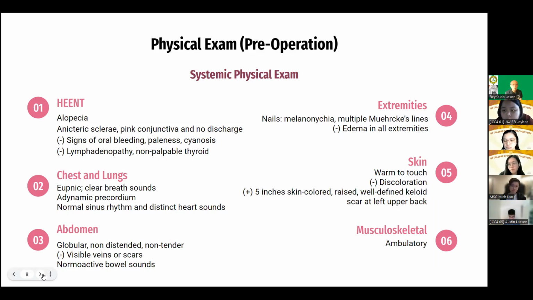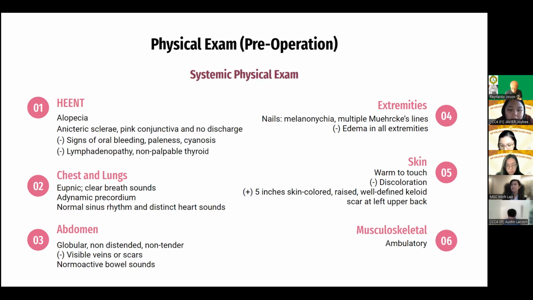The patient has anicteric sclerae, pink conjunctiva, and no discharge. The patient also has no signs of bleeding, paleness, or cyanosis in the oral region, and there's no lymphadenopathy and non-palpable thyroid. For the chest and lungs, the patient is eupneic with clear breath sounds, with an adynamic precordium, normal sinus rhythm, and distinct heart sounds.